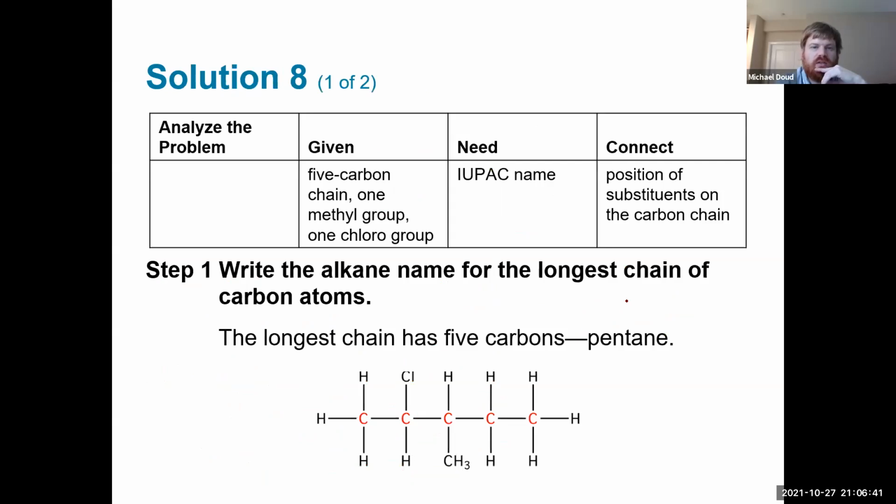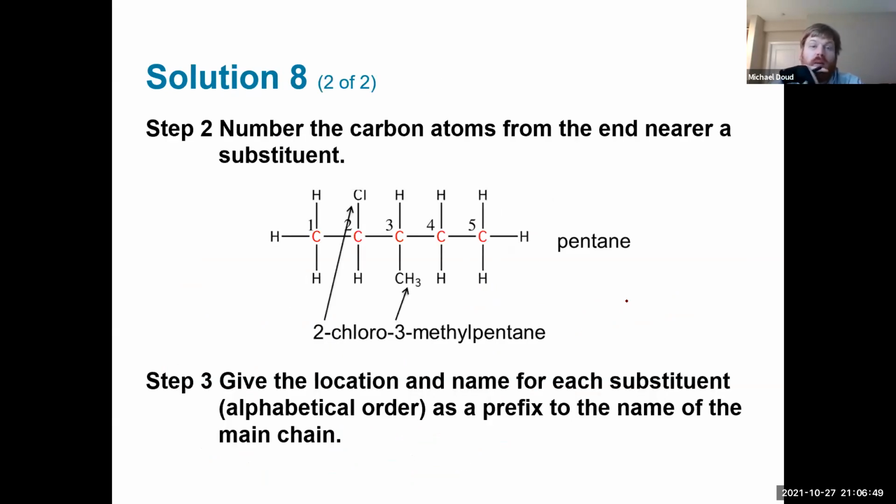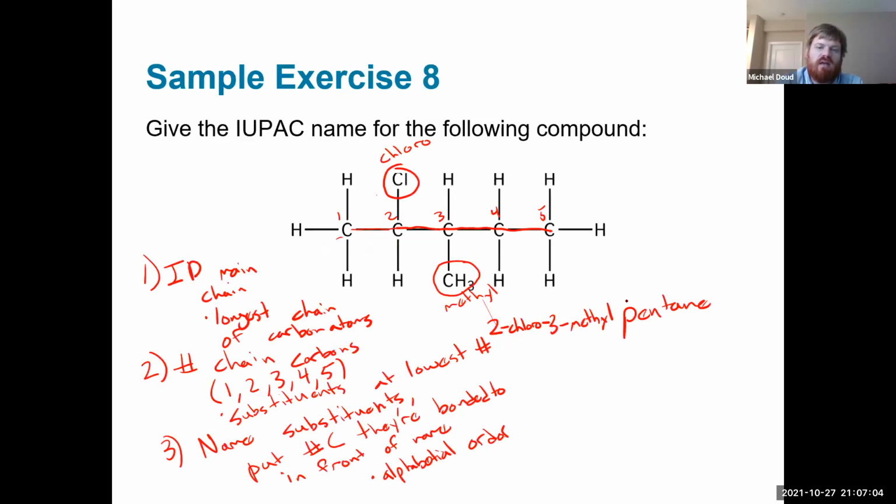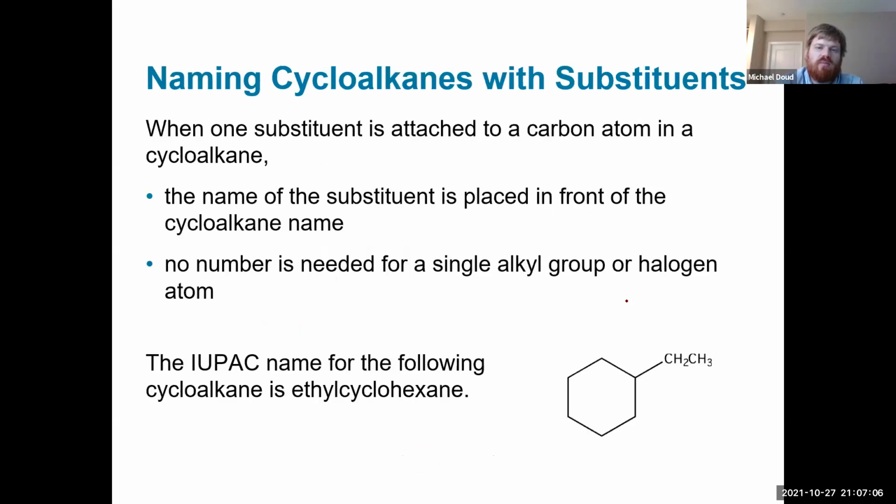So I know that was tricky, so let's go ahead and do some examples here. Let's make sure that I don't screw this up. Again, number 1, give the alkane name for the longest chain. Number 2, number it. Make sure that you're starting from the end nearest to a substituent. And then finally, give the location and name for each substituent in alphabetical order as a prefix to the name of the main chain. Okay, let's go ahead and do another example here because I think there's a lot to talk about.